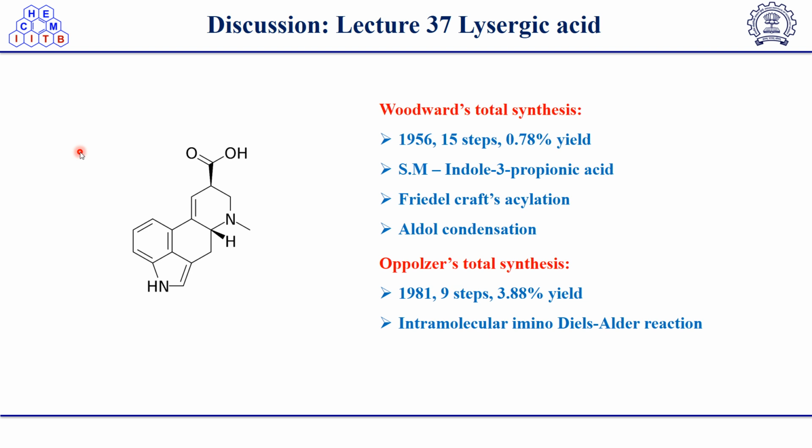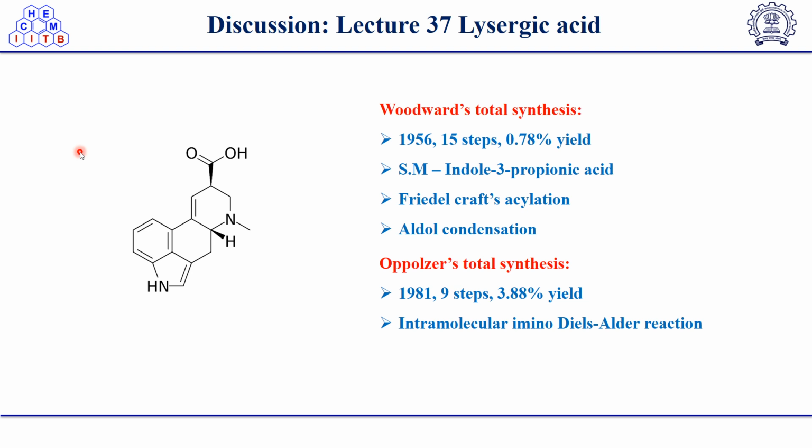And the first total synthesis of lysergic acid was reported by Woodward's group in 1956, starting from indole 3-propionic acid. The key steps of the synthesis were Friedel-Crafts acylation and aldol condensation. And he took almost 15 linear steps to complete the synthesis with 0.78% overall yield.